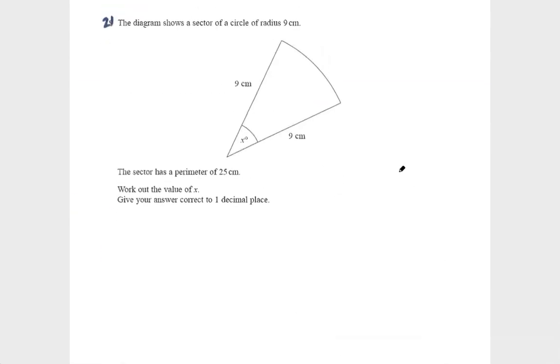Question 21. The diagram shows a sector of a circle of radius 9 centimeters. The sector has a perimeter of 25 centimeters. Work out the value of x to correct to one decimal place.